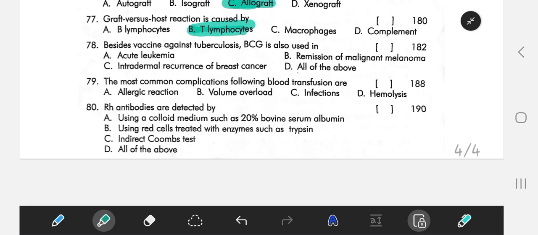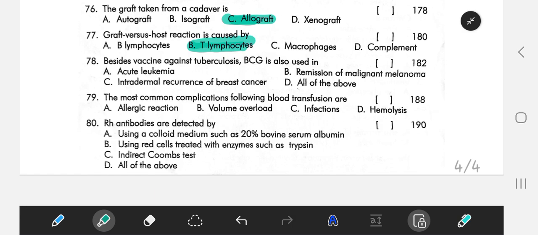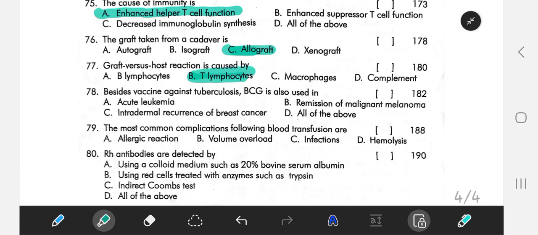Question number 78. Besides vaccine against tuberculosis, BCG is also used in option A, acute leukemia, B, remission of malignant melanoma, C, intradermal recurrence of breast cancer, D, all of the above. Answer will be D, all of the above.